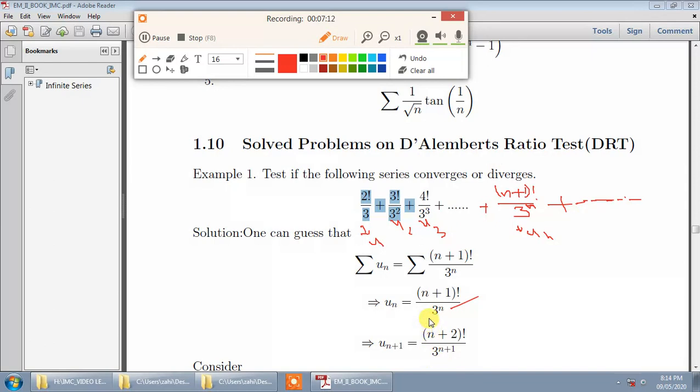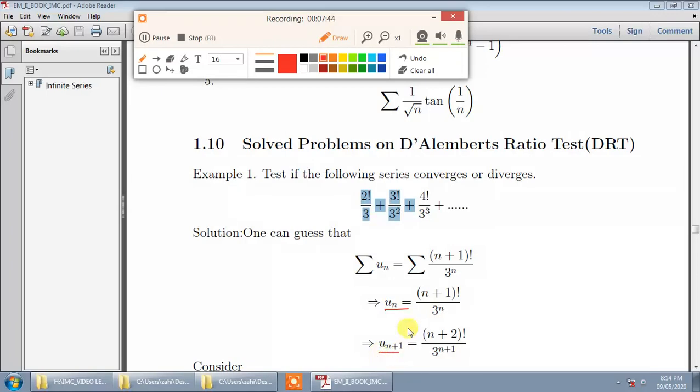So what is D'Alembert's ratio test? We will take the ratio of the n plus 1th term to the nth term. This is the nth term. If I put n equal to n plus 1 in that series, we get the n plus 1th term. So un plus 1 is n plus 1 plus 1, that is n plus 2 factorial, divided by 3 raised to n plus 1. So we have the un plus 1 term and the un term also.